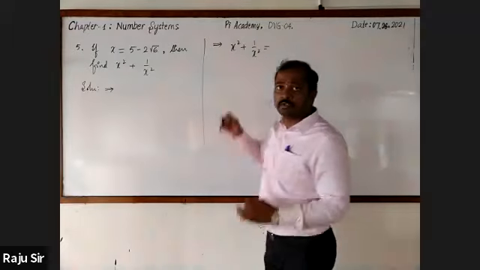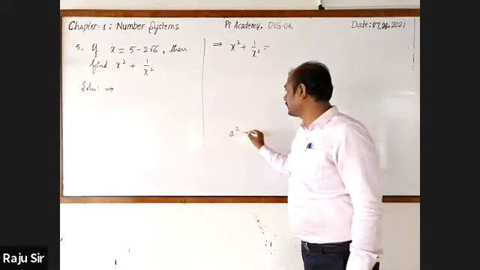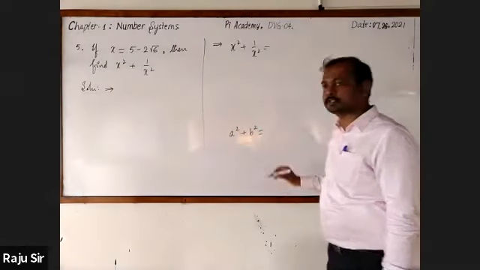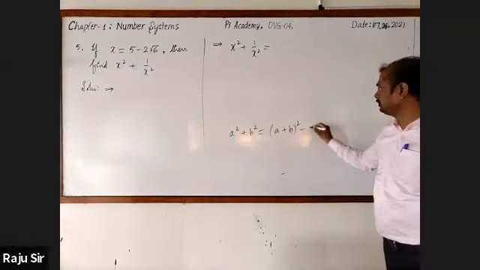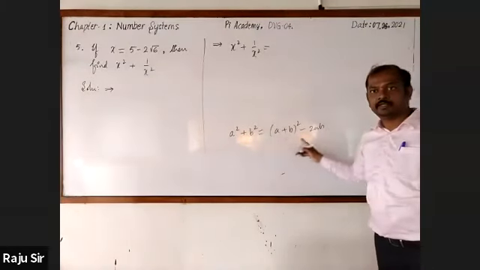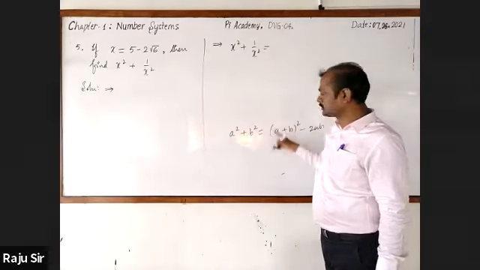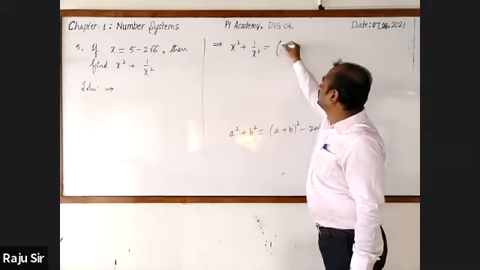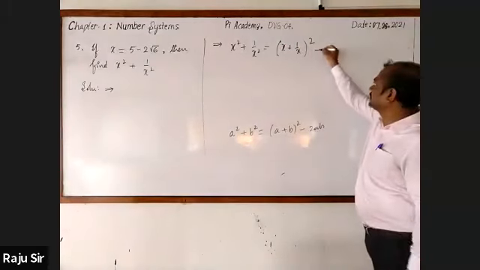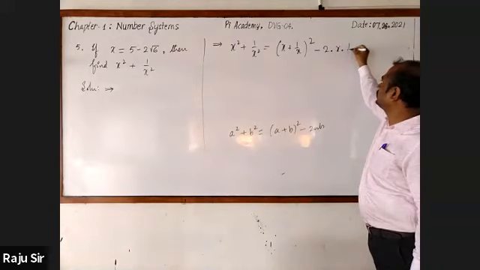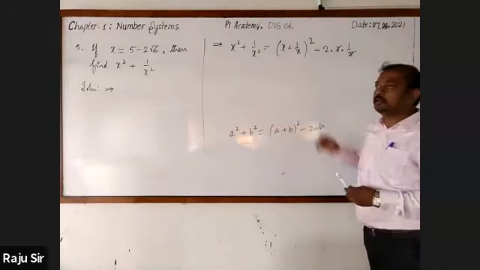You know how to rewrite this. It is of the form a square plus b square. It can be written as a plus b whole square minus 2ab. In the same way, here x square plus 1 by x square can be written as x plus 1 by x whole square minus 2 into x into 1 by x. Here x and x get cancelled.